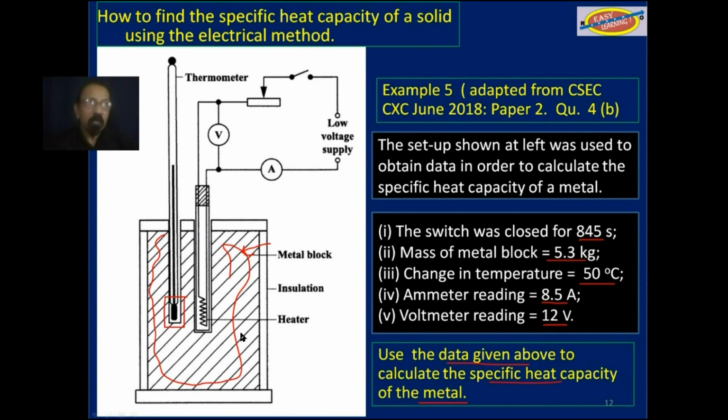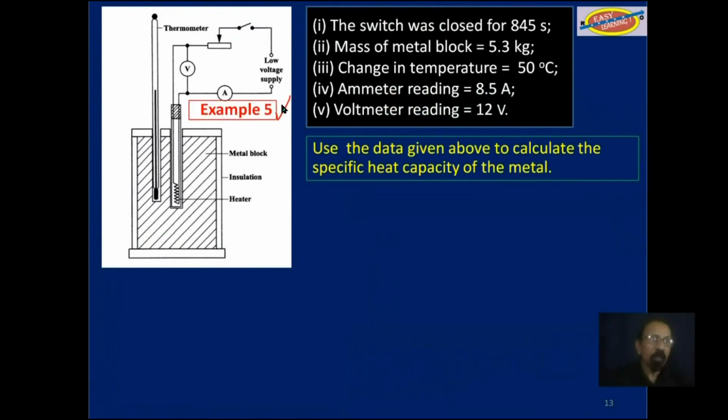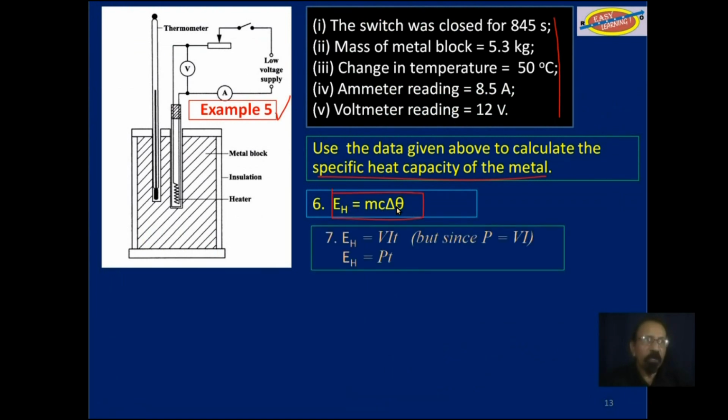All right, so as I said, this is an adaptation of a question that CXC set for June 2018, paper 2, and it's part of a question. So this is the data that we have. This is example 5 we are looking at. We want to use the data up here to calculate the specific heat capacity of the metal. We have this formula here that says EH is equal to MC delta theta. We know that we can substitute for that EH, we could substitute VIT or PT.